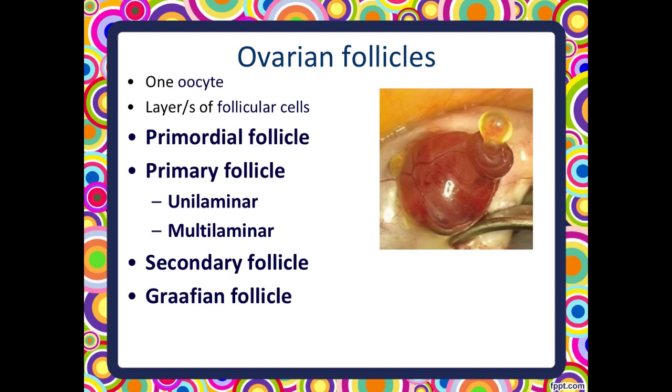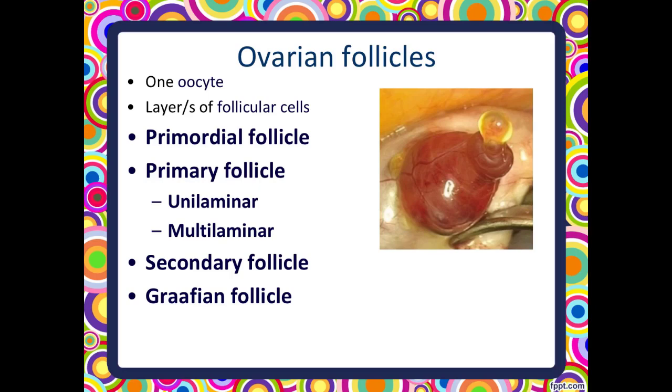So the oogenesis occurs during the fetal life. There are cells which are derived from primordial germ cells, which are called the oogonia. Then, during the fetal life, the mitotic divisions massively increase the number of these oogonia, and then they begin to divide.